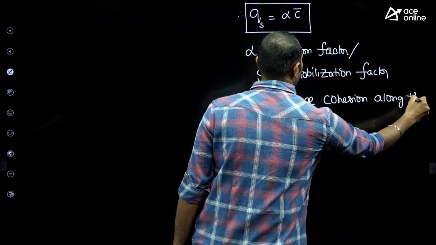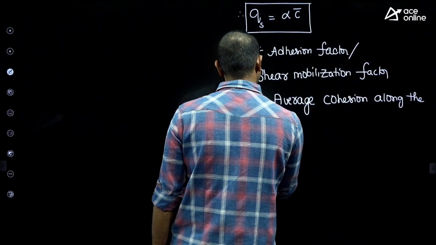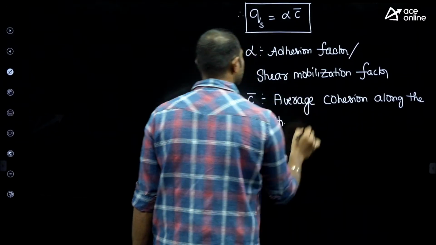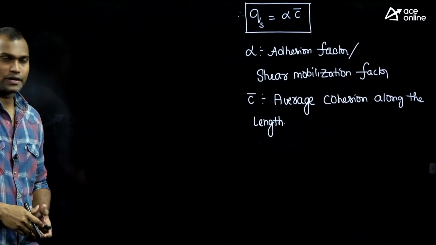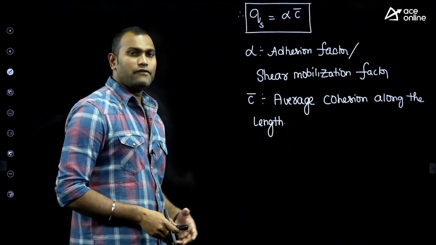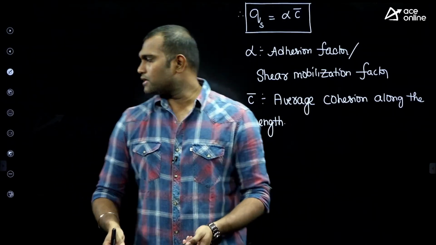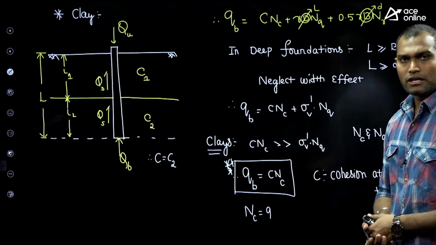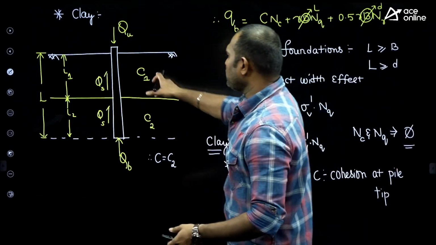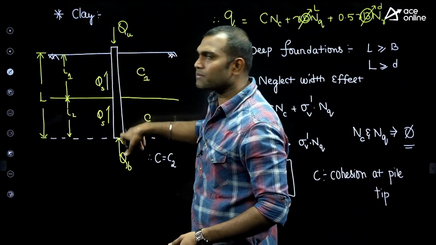Average cohesion along the length. C bar is nothing but the average cohesion along the length. So, the alpha is nothing but adhesion factor or shear mobilization factor, and C bar is nothing but the average cohesion along the length. Now, let's go back once again. You see this one. What is the average cohesion along the length? Sir, above C1, below C2, average is C1 plus C2 by 2.